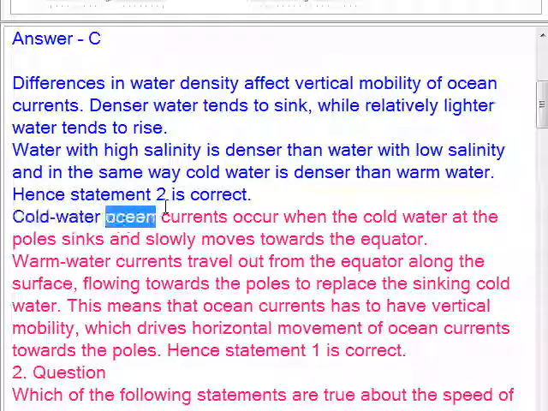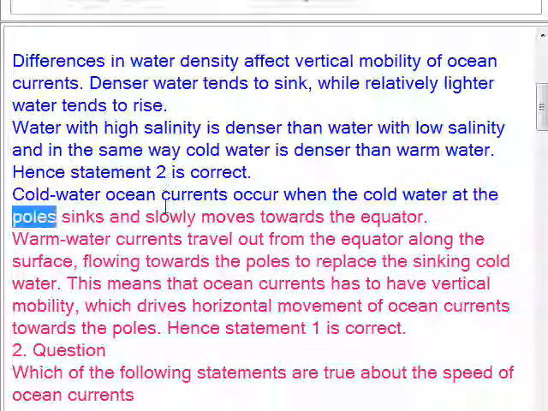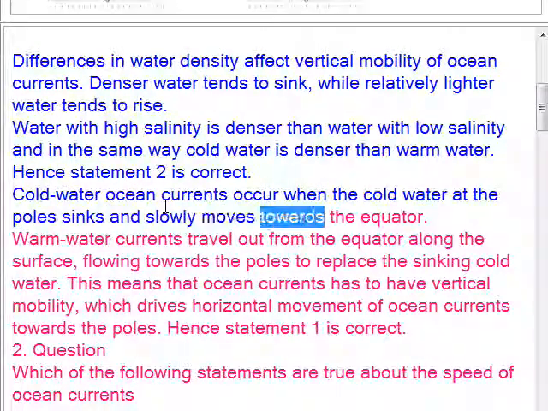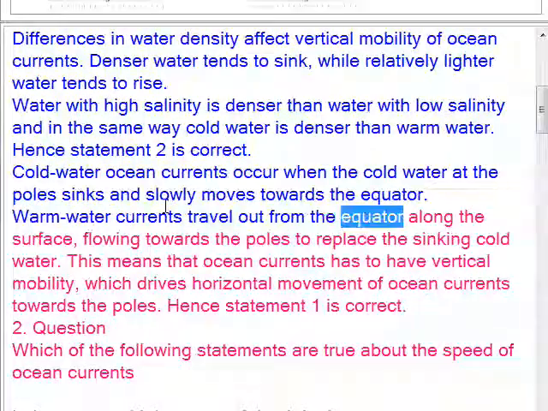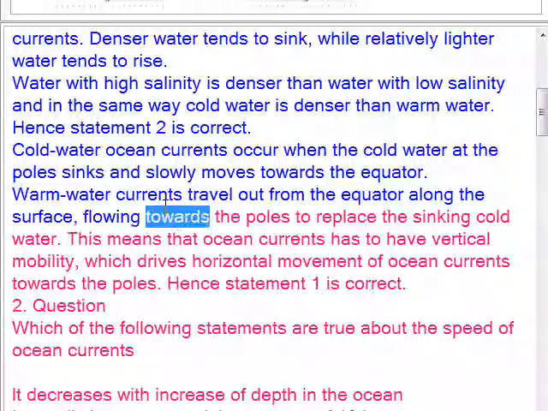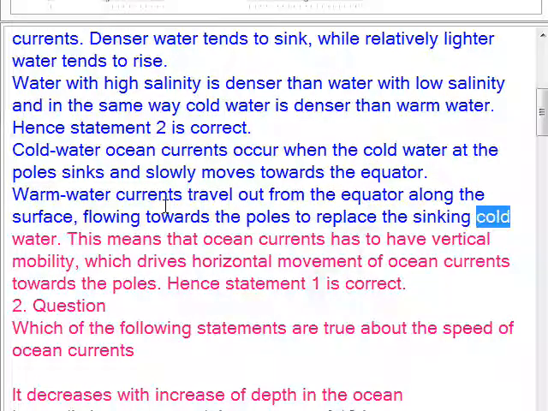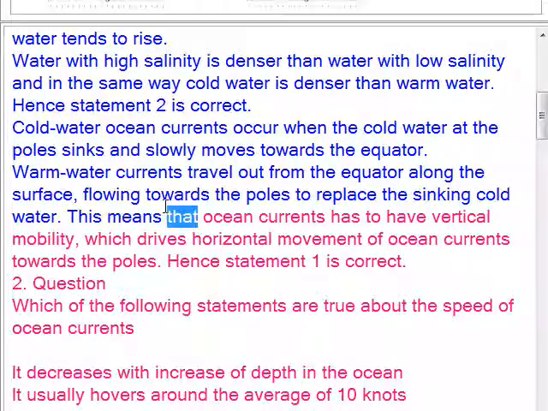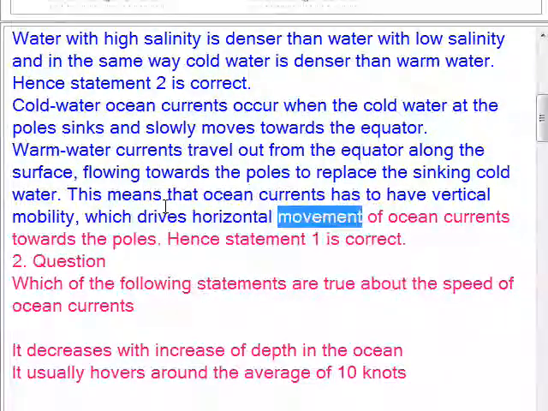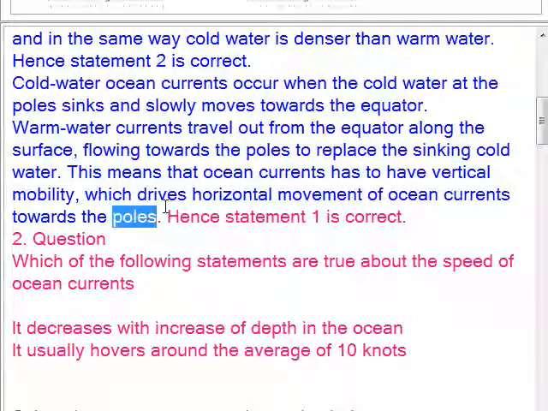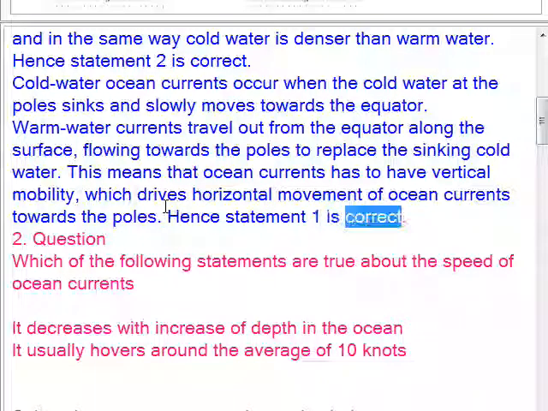Cold water ocean currents occur when the cold water at the poles sinks and slowly moves towards the equator. Warm water currents travel out from the equator along the surface, flowing towards the poles to replace the sinking cold water. This means that ocean currents have to have vertical mobility, which drives horizontal movement of ocean currents towards the poles. Hence statement 1 is correct.